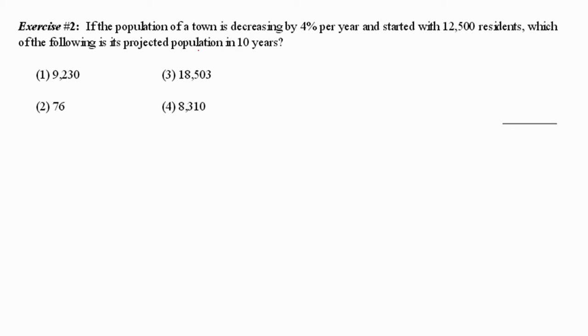So if the population of a town is decreasing by 4% per year, started at 12,500, which of the following is the projected population in 10 years? So plug everything into our formula. This is the present value, 1 minus r to the t, and this is the future value. So how do we get this? We do 1 minus 0.04 is 0.96.